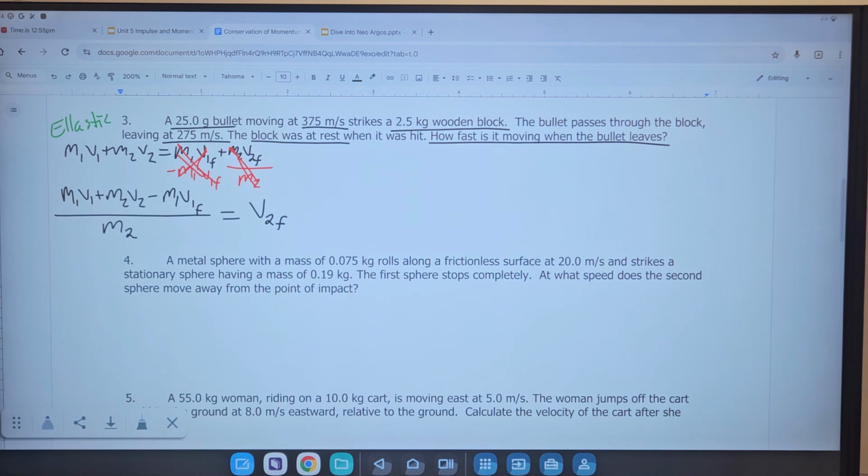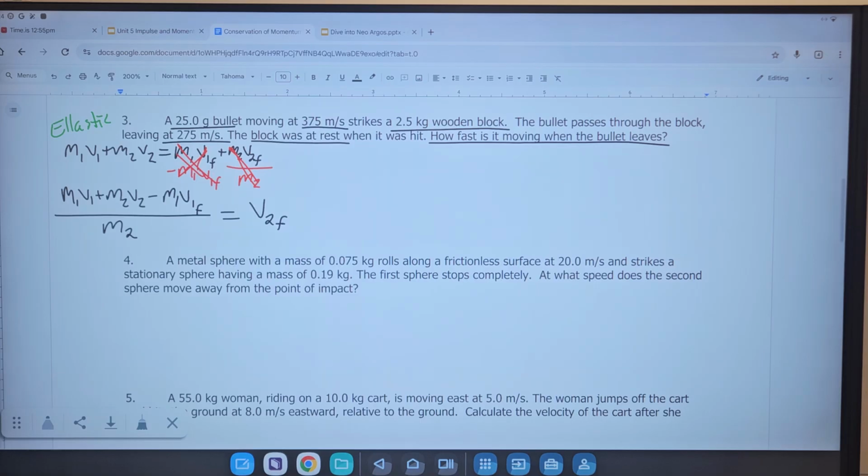And once again, no. M2 does not just disappear. It does not cancel out. Again, M2 does not just disappear. It does not cancel out. All right. But you can plug your numbers in, problem solved.